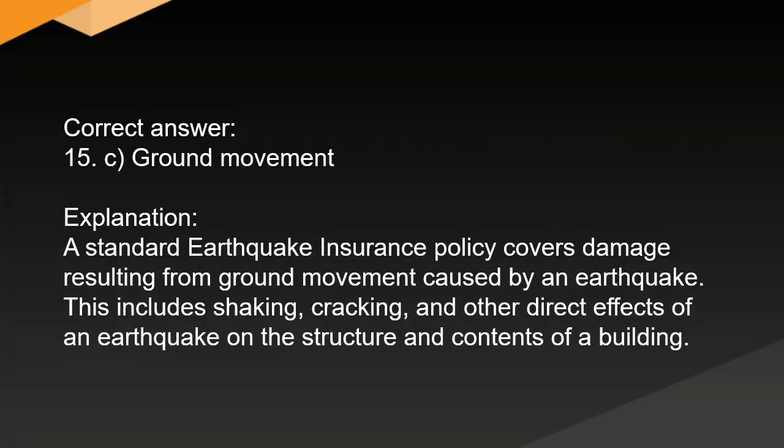Correct answer. C. Ground movement. Explanation. A standard earthquake insurance policy covers damage resulting from ground movement caused by an earthquake. This includes shaking, cracking, and other direct effects of an earthquake on the structure and contents of a building.